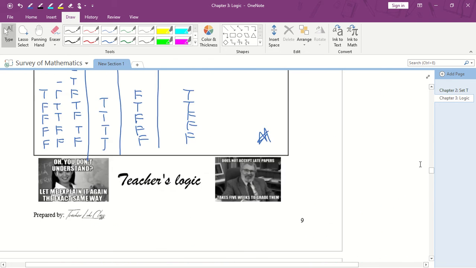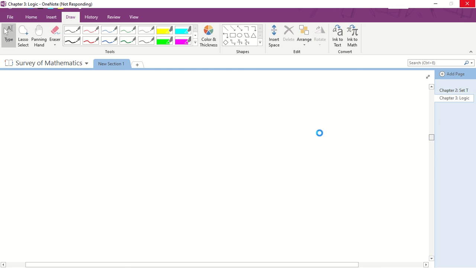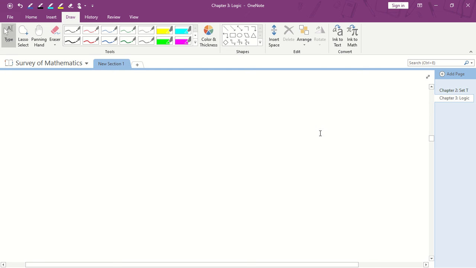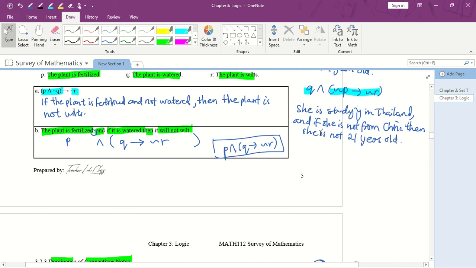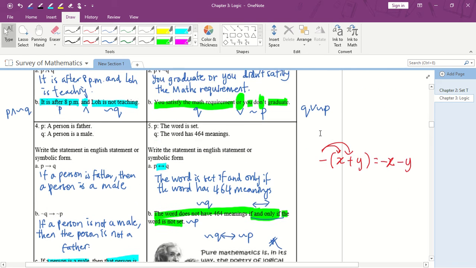Okay, page number 4. It's slightly lagging here. Okay, page 4. We are almost there. Okay, look at here, page 4.